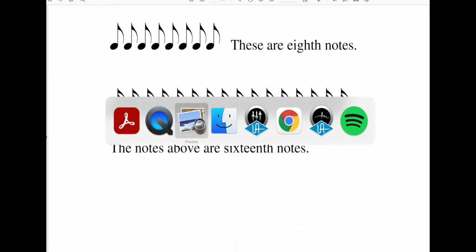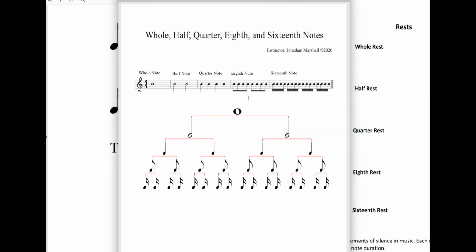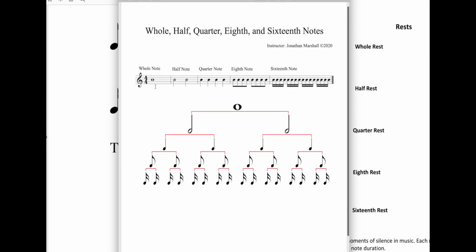Now, I have a handout here that a friend of mine made, another instructor, John Marshall, and here are all the notes. There's the whole note, the half notes, quarter notes, and by the way, stems can go above or below the note. It's just that when they're on the middle line, they tend to usually go below. When they're below the middle line, they tend to go above the note. Anyhow, we've got quarter notes, and then eighth notes and 16th notes.